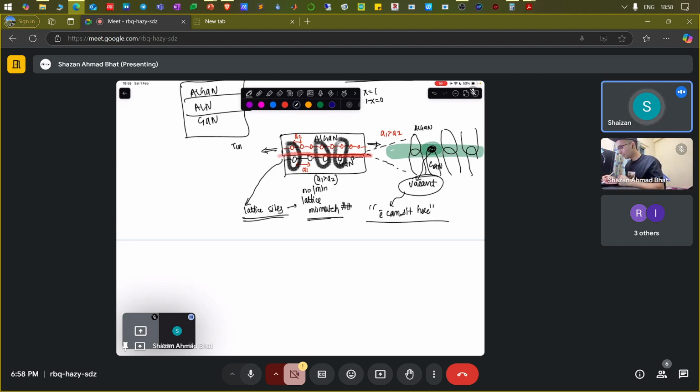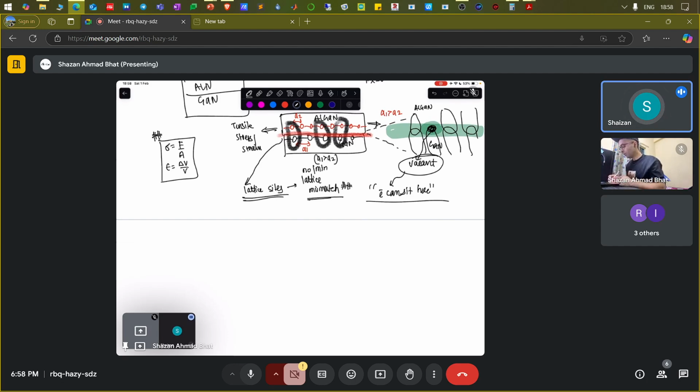Something called tensile stretch, tensile stress, or strain. Stress is basically force per unit area. Strain is basically the change in, maybe, the volume. If it's volumetric change, then delta V by V. Okay, that is the overall stress and strain. And from Hooke's law, you know that stress can be given as some Young's modulus times the strain. This is the basic Hooke's law you study from class 12th.